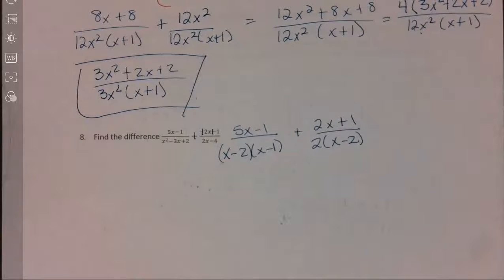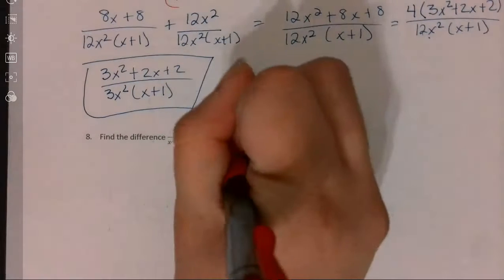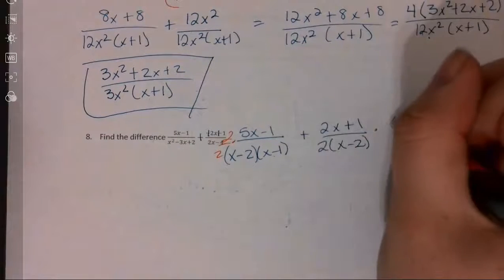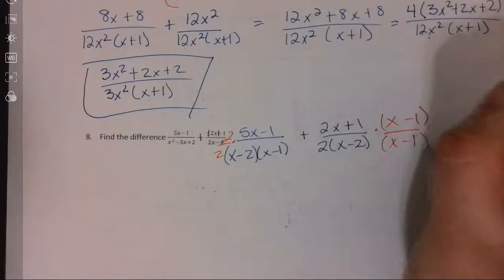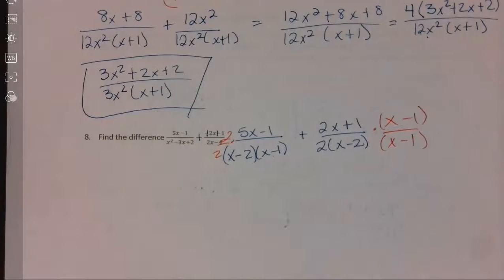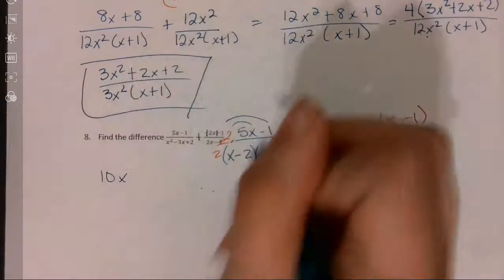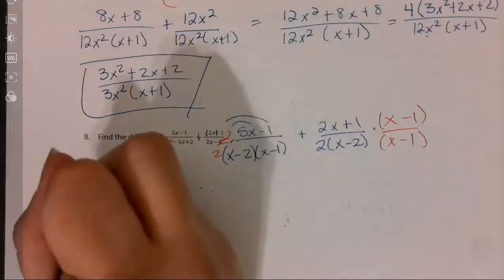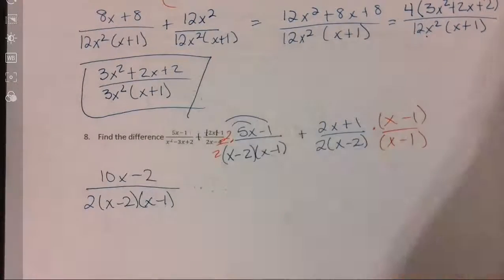Then I need to look for what each piece is missing. This one is missing a 2, so it gets multiplied by 2 over 2. This one is missing the x minus 1, so it gets multiplied by x minus 1. Okay. This one I multiplied. 2 times 5 is 10x. 2 times negative 1 is negative 2. Denominator is 2 times x minus 2, x minus 1.